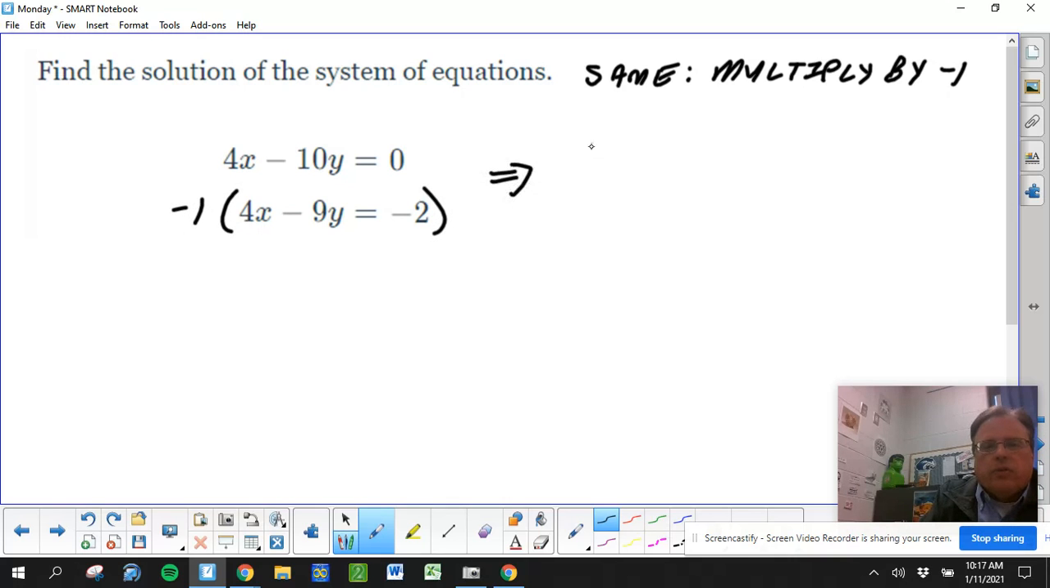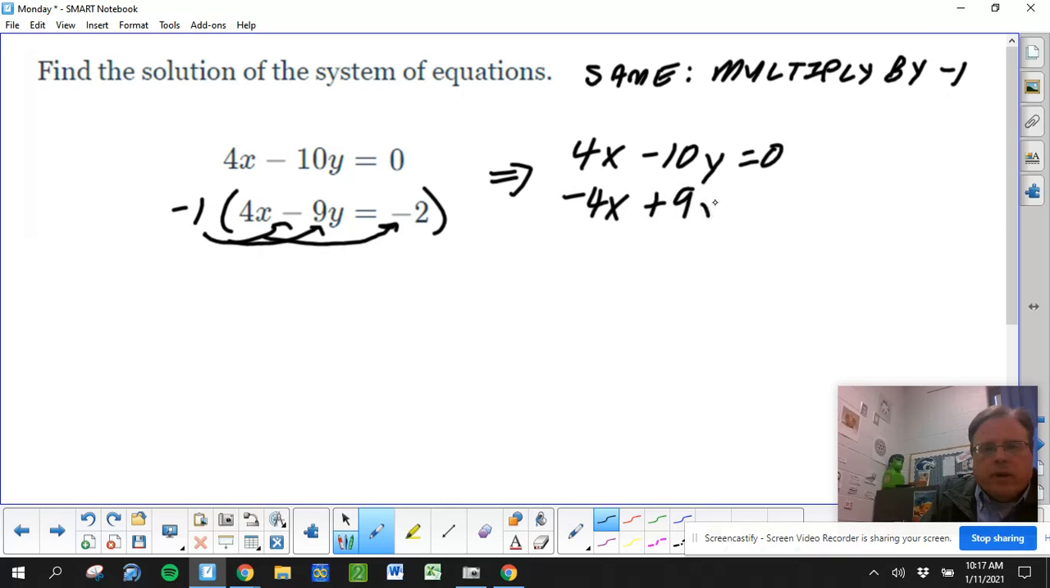Okay, so our first equation stays the same. We don't want it to change. We want it to stay 4. But we want the second part to become negative 4. So I'm going to distribute across just like that. Okay, so I'm doing negative 4x plus 9y and positive 2.